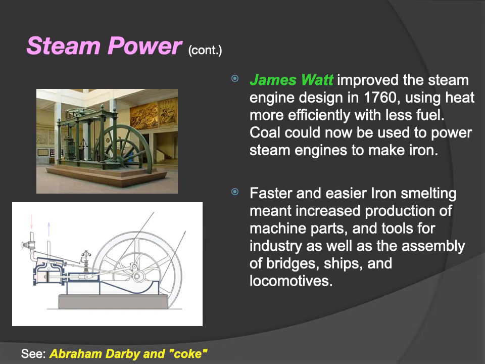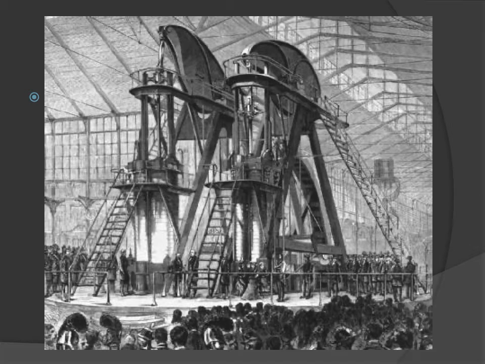So steam power: James Watt improved the steam engine design in 1760, using heat more efficiently, and now coal would be used to power these steam engines. Probably you guys have seen the Polar Express, where they're having to constantly shovel coal to heat the burner, to heat the water in order to create that power to move a piston and move a train engine. You can see here exactly the massive engines that are created during this time.